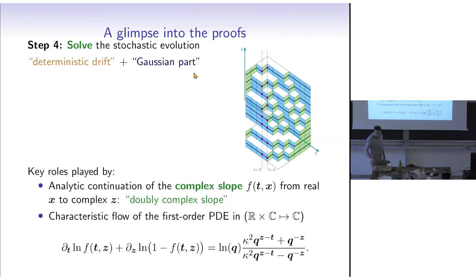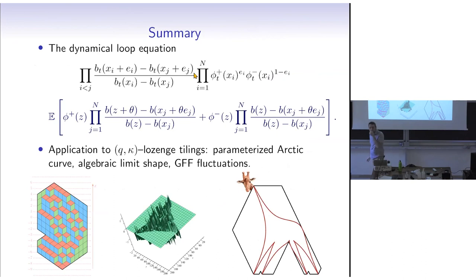Okay, so my time seems to be almost over. Let me conclude with a summary. What we saw is that there is this dynamical loop equation for quite general Markov chains. Oh, there was a theta somewhere there which was omitted, sorry. So we have this equation, the expectation of some observable is holomorphic, and then we are able to apply it to a variety of models, in particular to these Q-kappa lozenge tilings. We have a parameterized arctic curve, algebraic limit shapes, and Gaussian free field type fluctuations. And that's it. Thank you.